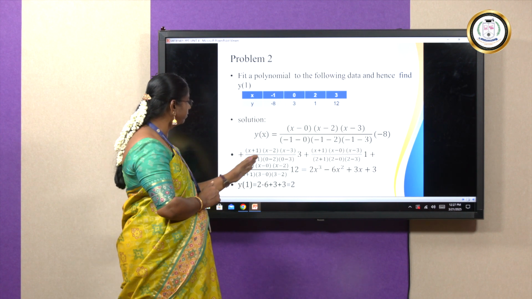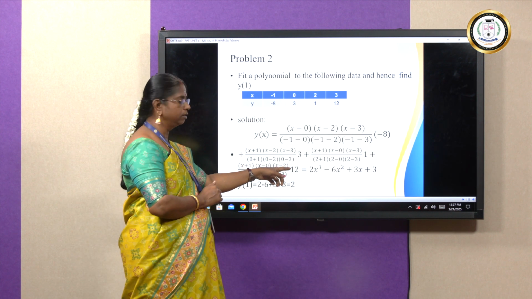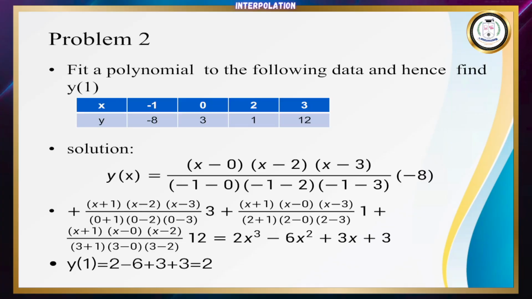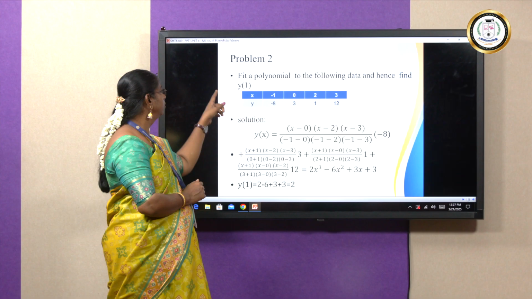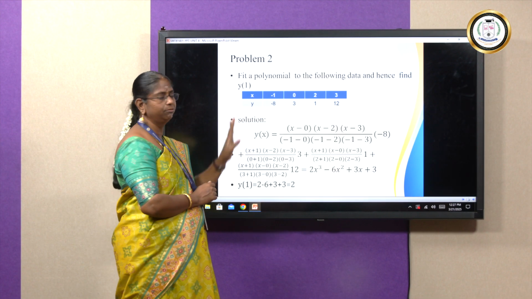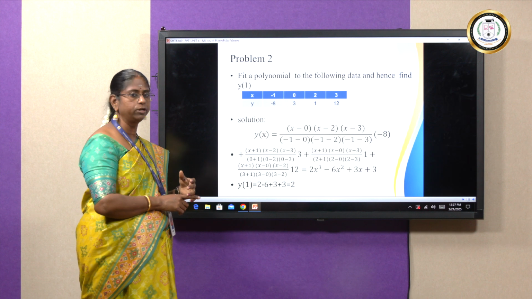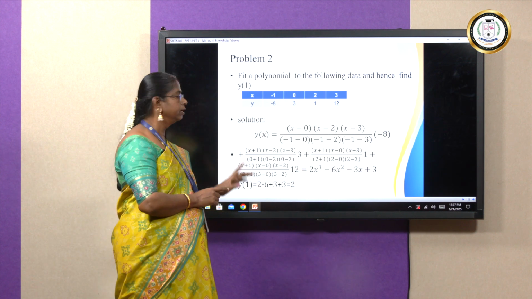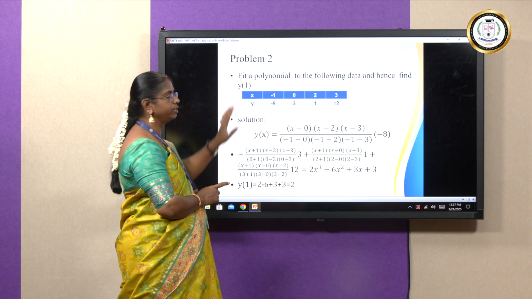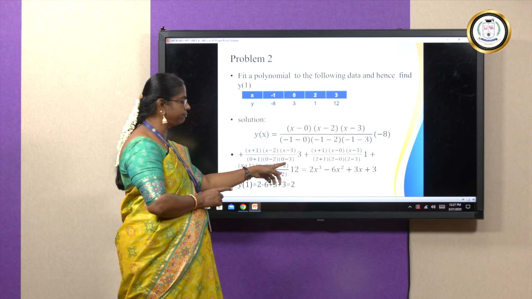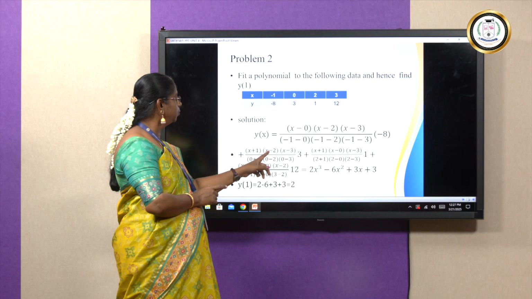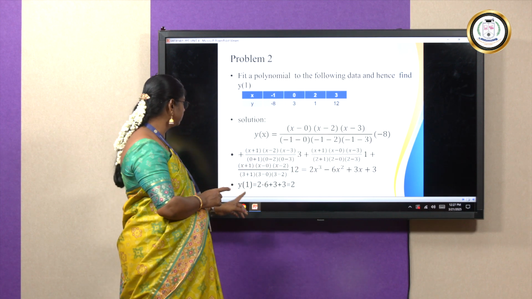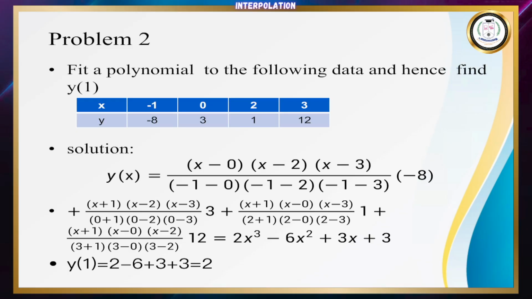Then after simplifying this, I am getting a polynomial. It is a cubic polynomial: 2x cube minus 6x square plus 3x plus 3. So this is the polynomial. So I want to find out the polynomial first. After getting this polynomial, I have to take x is equal to 1 in this polynomial. Then only I can find out y of 1. So after getting this f of x, that is y of x, you put x is equal to 1 in that result, then I will get y of 1 is equal to 2.